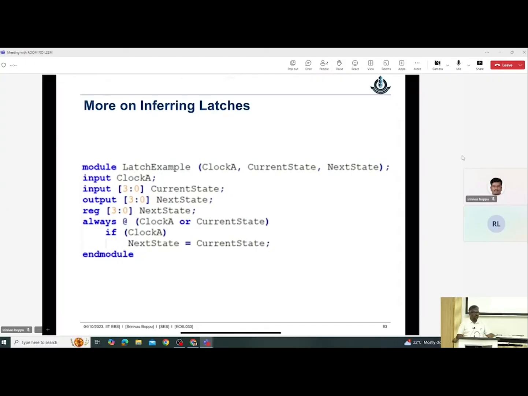Whenever the clock A changes or the current state changes, you enter into it, and then the current state, right? Again, it's a latch. What should be the enable signal? Clock A, and of course next state 0 is connected to the current state 0, 1 to 1 and 3 to 3. So this will be something like this.